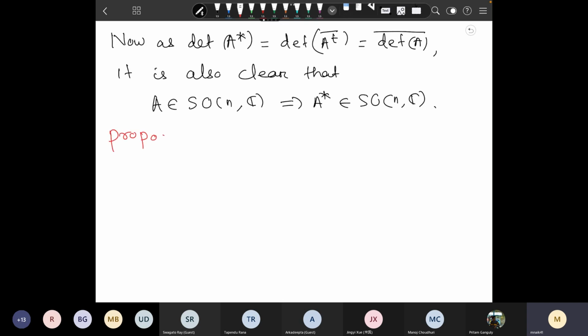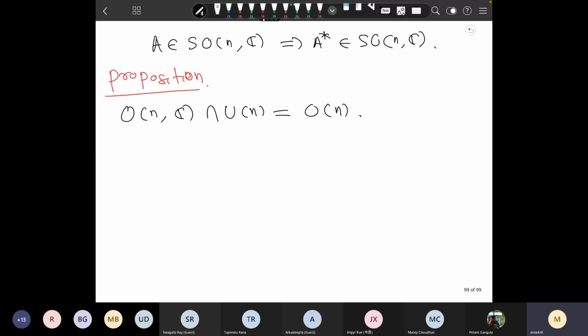So, proposition: ONC intersection UN is nothing but ON. Proof. Suppose A belongs to ONC. That means, if and only if, A transpose A is equal to identity.